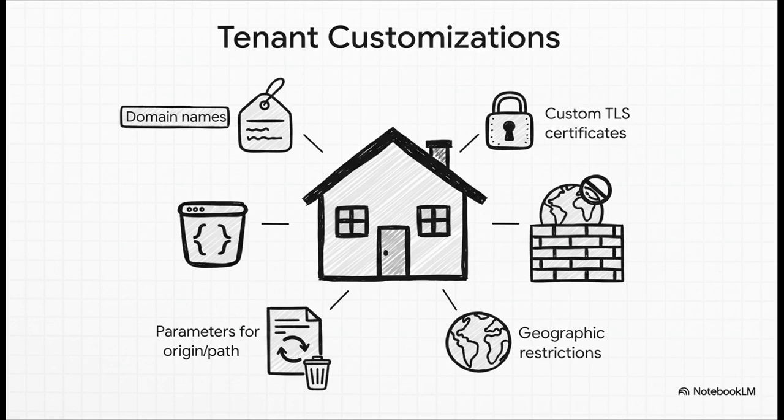You can give each one a different domain name, apply specific security rules using AWS WAF, that's the Web Application Firewall, or even block access from certain countries. But the most powerful feature here is using parameters to dynamically change things, like which S3 bucket, that's Amazon's storage service, is used as the origin.